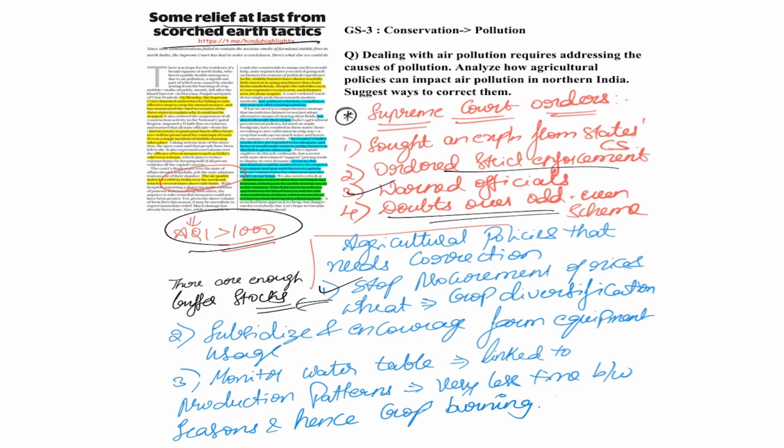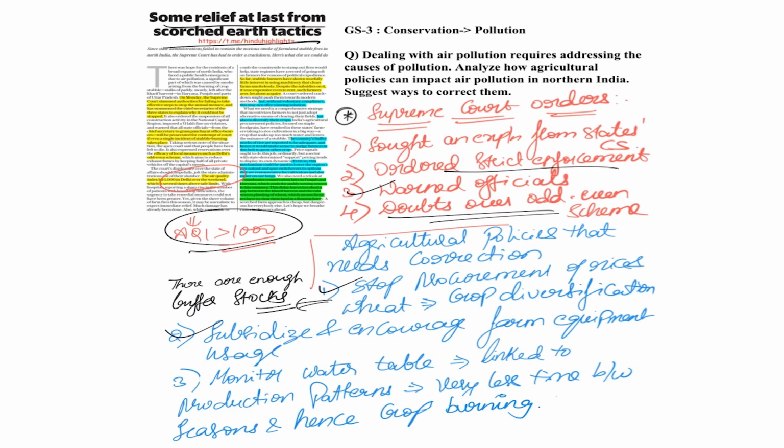The author says that we have to stop procurement of rice and wheat as there are enough buffer stocks. The farmers should be incentivized for crop diversification smartly and ensure that their incomes are not compromised. Secondly, there has been a situation where farmers are not willing to go for farming equipment and instead prefer crop stubble burning. It is because the farm equipment is very expensive. So the governments must take this as an opportunity to subsidize and encourage farm equipment usage.